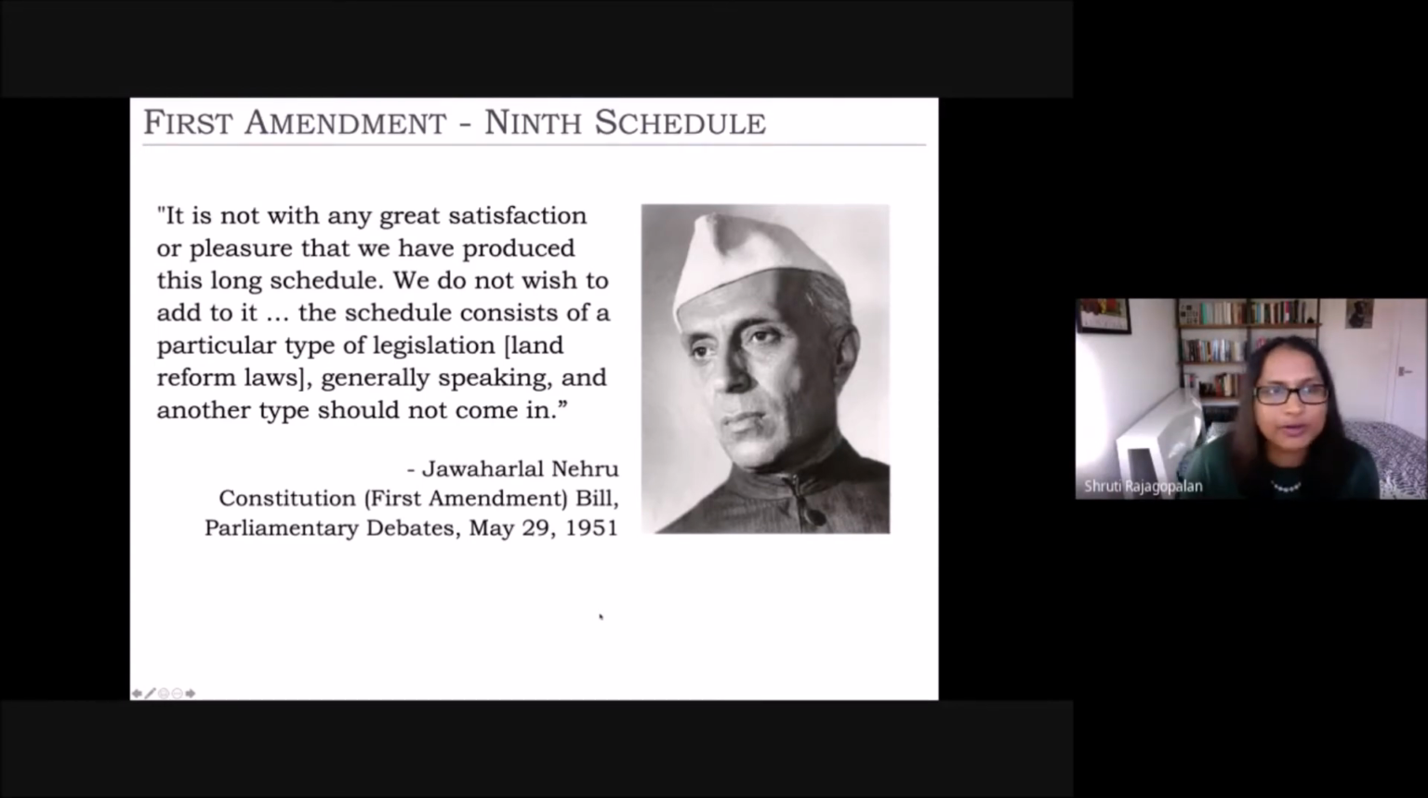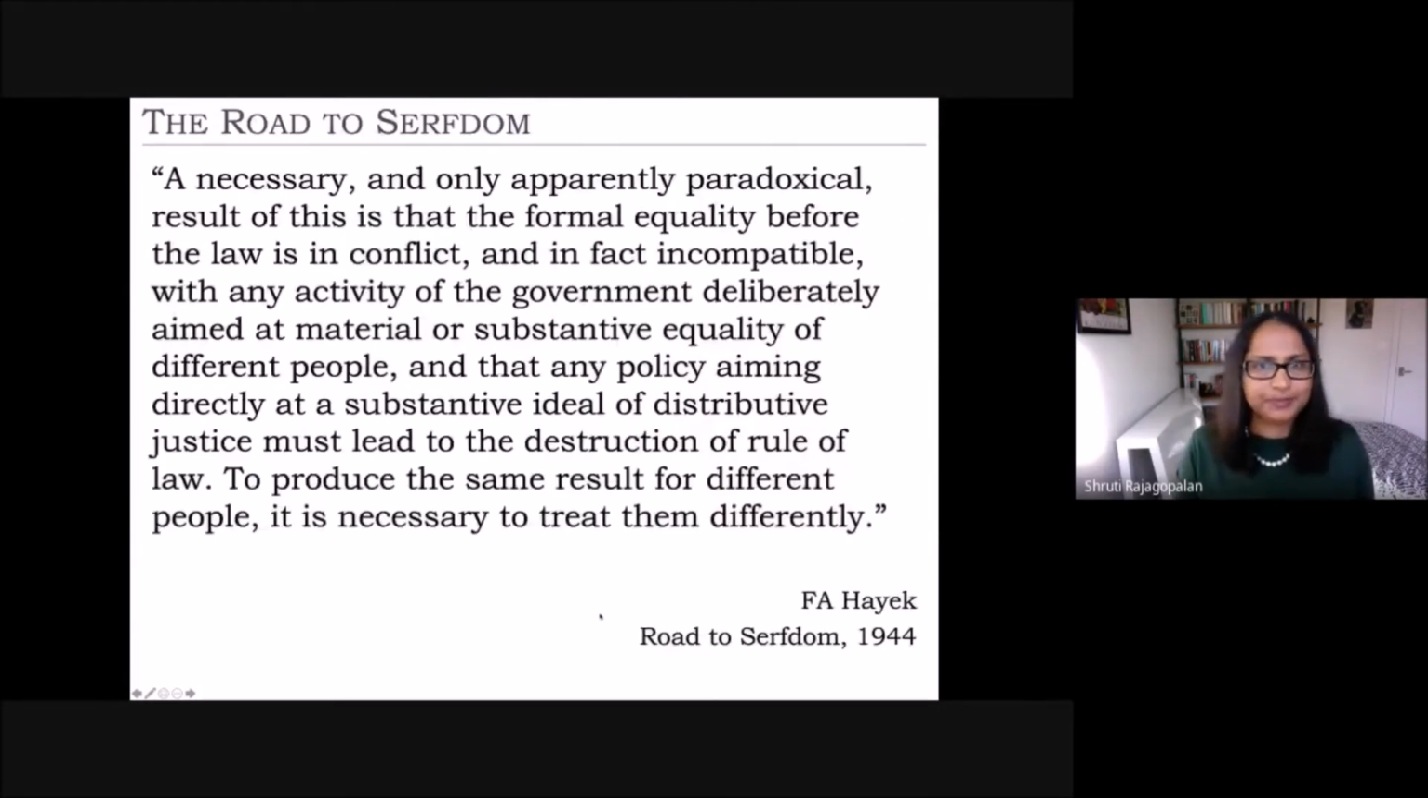And Nehru says during the debates, it's not with any great satisfaction or pleasure that we've produced this long schedule. We don't wish to add to it. It consists of a particular type of legislation, in this case, 13 land reform statutes, at the state level. And generally speaking, no other type should come in. Now, those of you who have even the tiny pocketbook version of the Constitution, if you open it today, there are 282 statutes in the Ninth Schedule, right? So it just kept expanding.